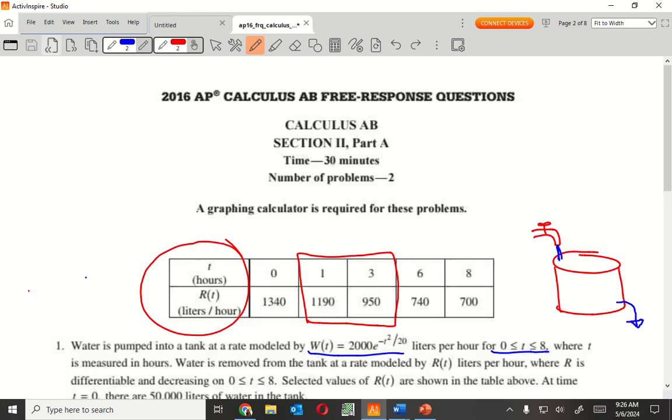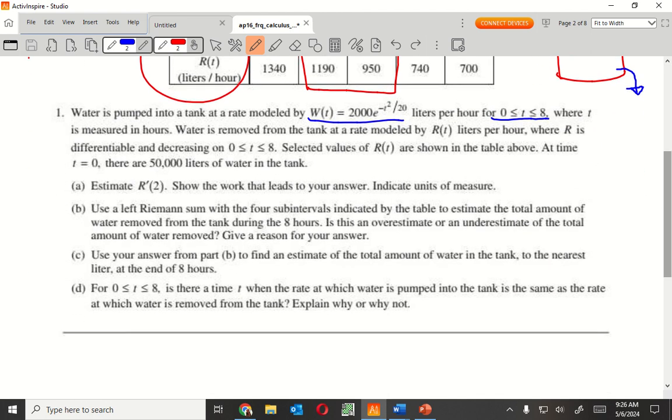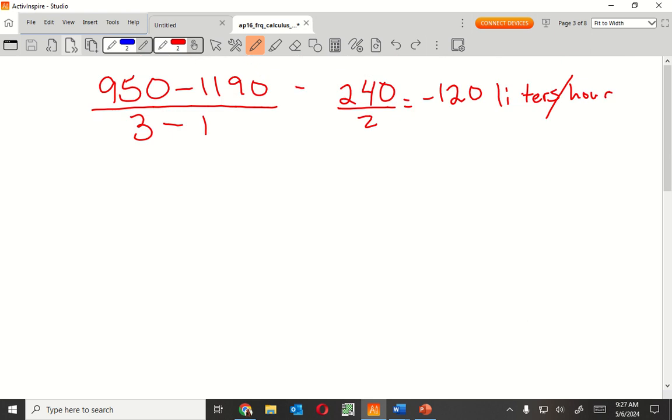Okay. Next part. Use a left Riemann sum with 4 subintervals indicated by the table. Estimate the total amount of water removed from the tank during the 8 hours. Is this an overestimate or an underestimate of the total amount of water removed? Give a reason for your answer. So, we are going to go back to this page and we're going to draw the graph.